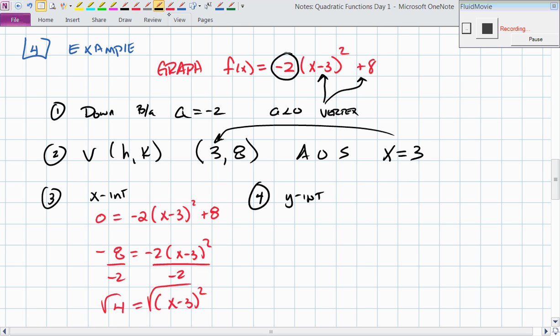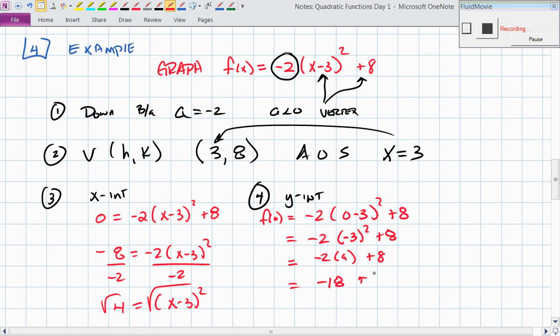So I'm going to have negative 2 times 0 minus 3 squared plus 8. So I'm going to evaluate what this is going to be. So I essentially want f of 0. All right, this looks like a negative 2 times a negative 3 squared plus 8. This is going to give me negative 2 times 9 plus 8. It's going to give me negative 18 plus 8. This is looking like negative 10.